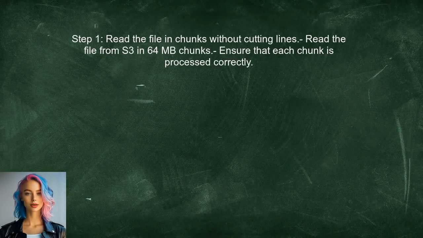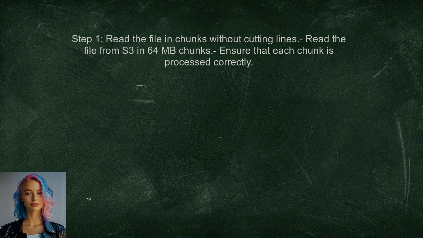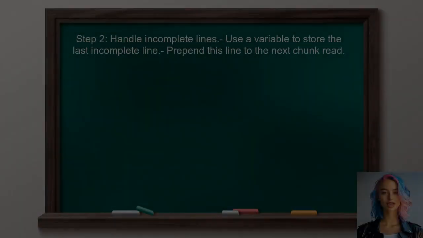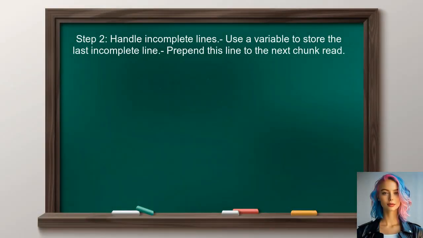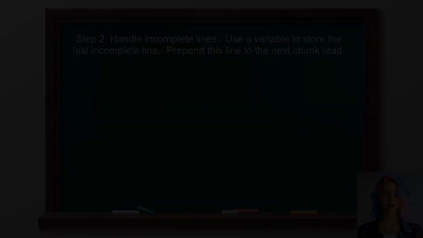To begin addressing the user's requirement, we need to read the file from S3 in a way that ensures we do not cut any lines. First, the user should read the file in chunks, but we will implement a strategy to handle incomplete lines. Next, the user should implement a loop to read the file and store the last incomplete line. This way, if a chunk ends with an incomplete line, we can prepend it to the next chunk.